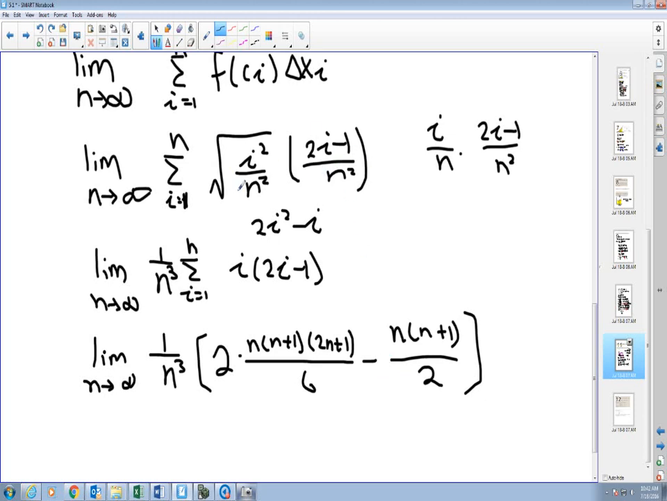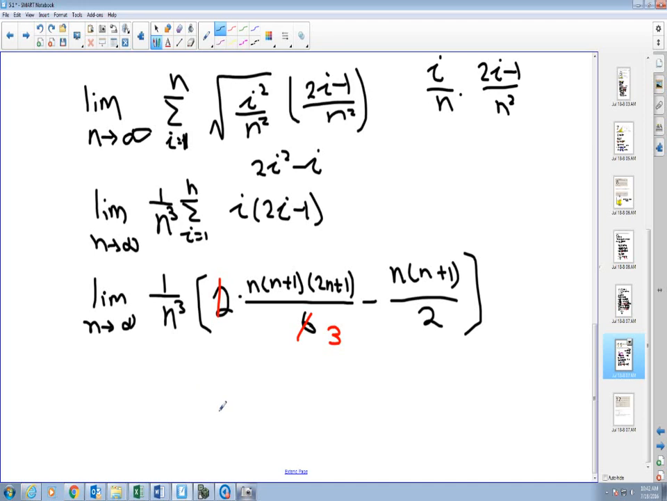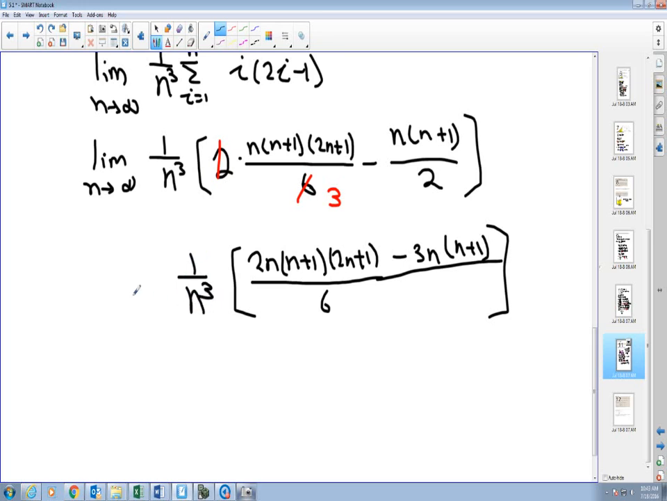Alright, so I go ahead and multiply my width along with my square root of i squared over n squared here. That allows me to pull out the 1 over n to the third. If I simplify this, 2 and 6 cancel out into 1 and 3. The LCD between 3 and 2 is 6. So that gave me 2 times n times n plus 1 times 2n plus 1, minus 3n times n plus 1. I didn't mean to put that subtraction there. Everything is under the LCD 6, and 1 over n to the third, the limit.